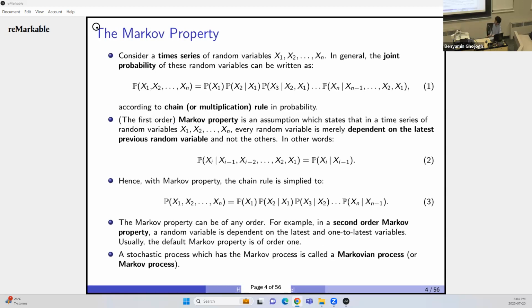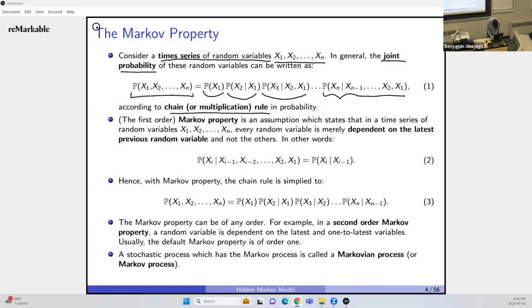Now we're going to talk about the Markov property. Consider a time series of random variables, right? A sequence, x1 to xn. In general, the joint probability of these random variables can be written in this way. This is called the chain rule or multiplication rule in probability. So we have P(x1 to xn), the joint probability of x1 to xn. I can write it as P(x1) times P(x2 given x1) times P(x3 given x1 and x2) until the end, P(xn given all of the other ones). Okay, so we can write it in this way.